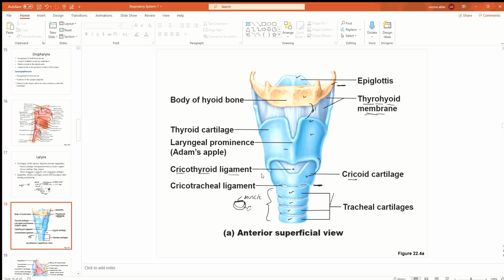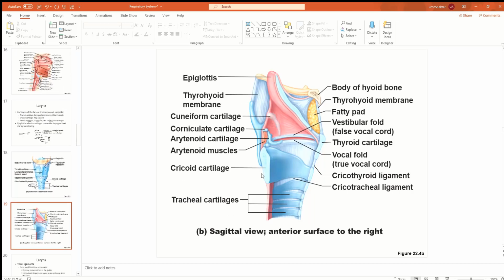And this is cartilage, C-shaped cartilage. Okay. Now let's go. If you cut the larynx and see, you can see inside the paired cartilages, three pairs. You remember, cuneiform. This is one side, so in the other side you have exactly the same. You have corniculate and arytenoid. Okay, so those are small cartilages.